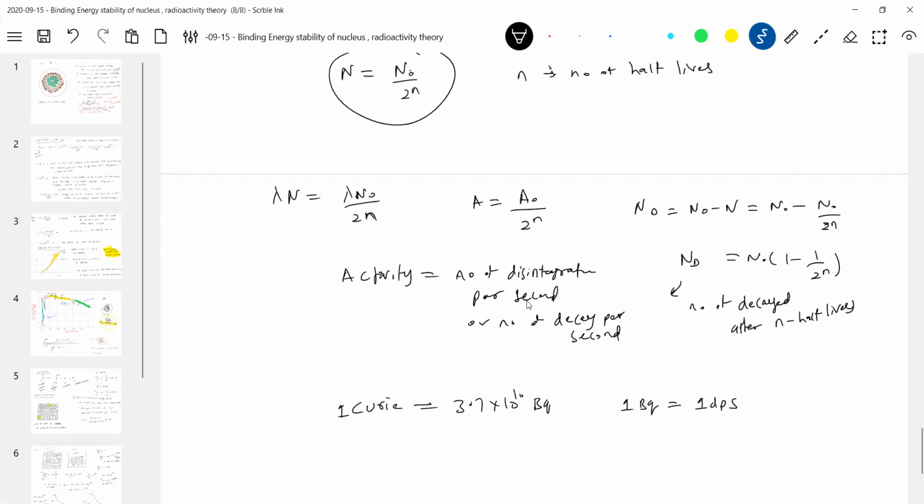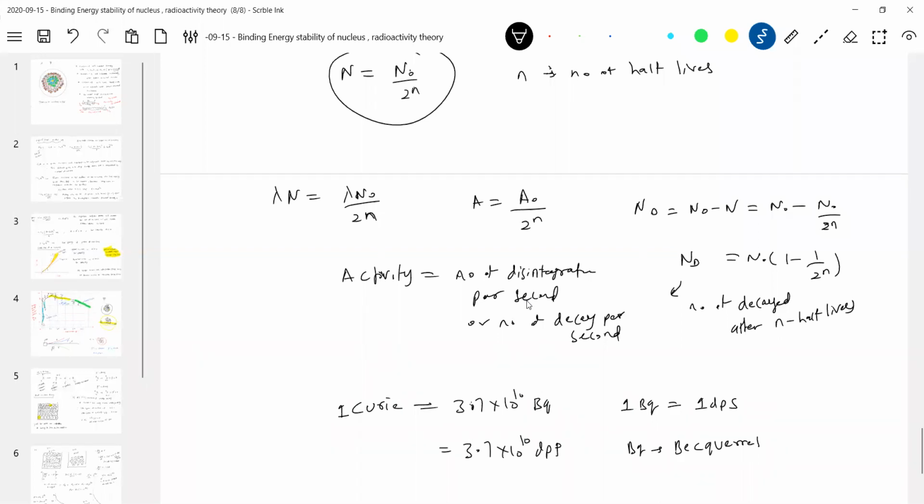The SI unit for disintegration per second is what? 1 becquerel. I think the pronunciation is becquerel. 1 DPS only we call 1 becquerel. Since we see a large number of particles, to make the unit bigger, I'll bring in the curie. 1 curie is 3.7 into 10 to the power of 10 becquerels, or disintegrations per second. So the SI unit is becquerel.